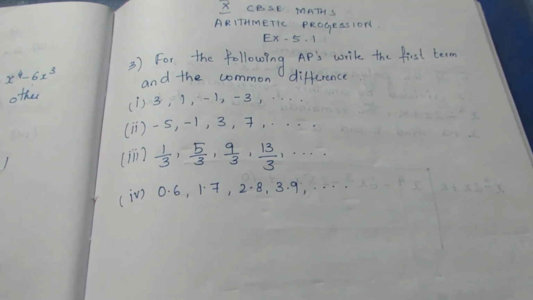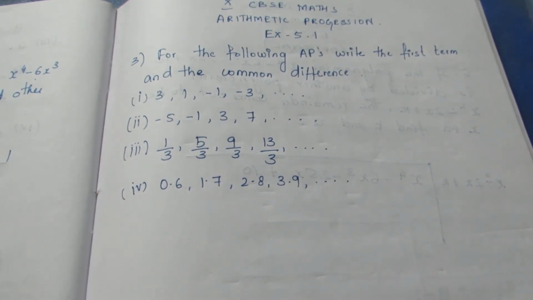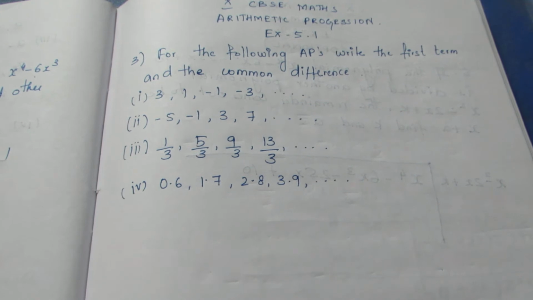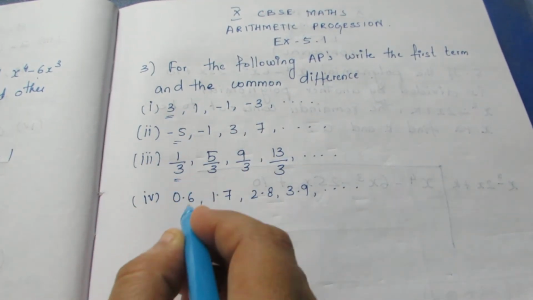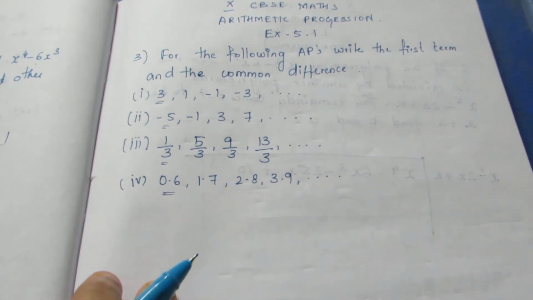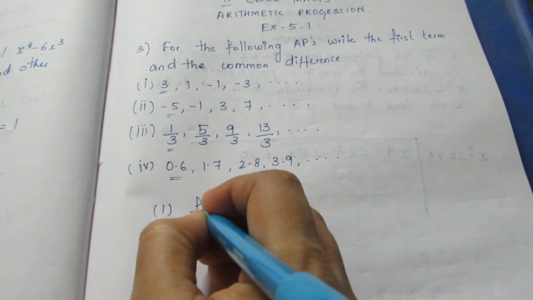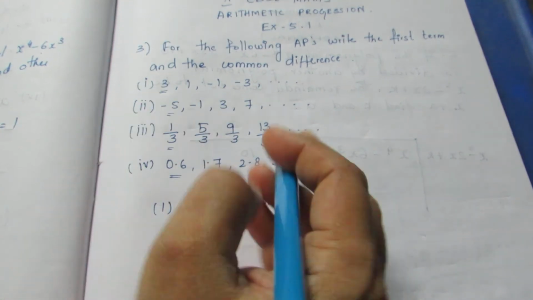Today we are going to see 10 CBSE Maths Arithmetic Progression Exercise 5.1 Sum number 3. Let's see the question. For the following APs, write the first term and the common difference. So they are asking us to write the first term and the common difference. First term is very easy. The first one will tell you it is the first term. For the common difference, they have given this is an AP, so no need to worry. The first term will be the first number. So for the first one, the first term is 3.